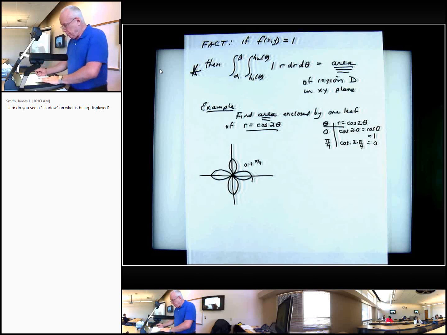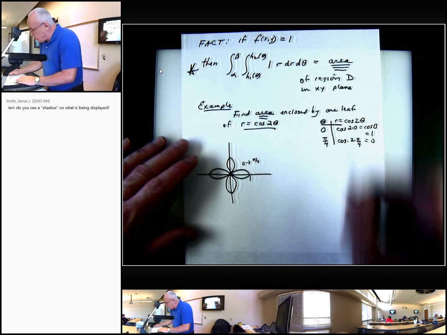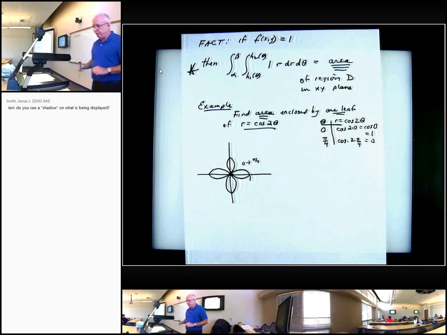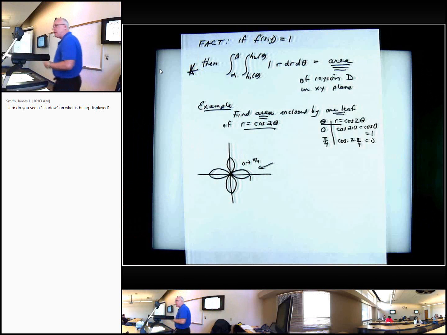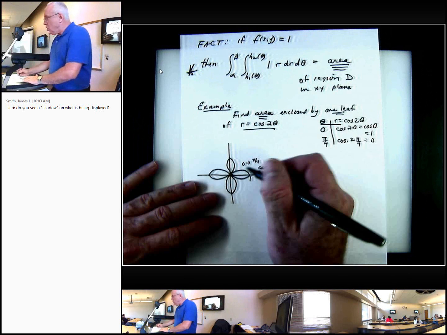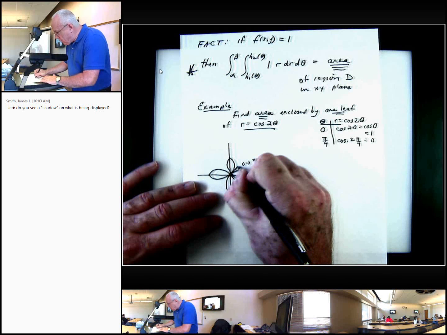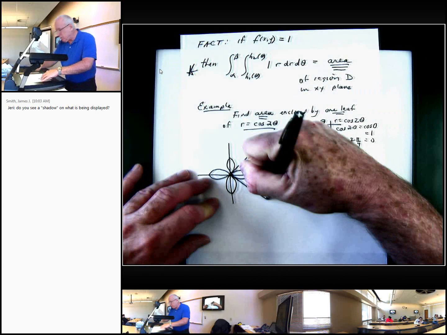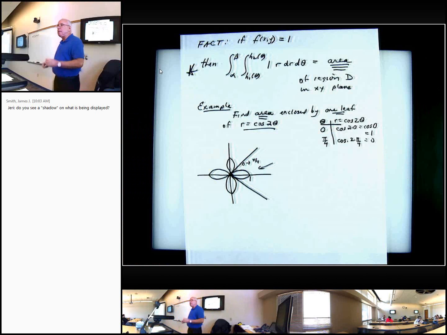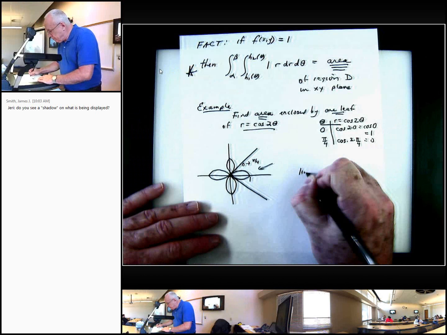Now, what the problem is asking us for is the area enclosed by just one leaf. So this is good enough. All the leaves have the same area, so let's just do the one on the right. What we have to know is, first of all, what is the angle theta right here, and what is the angle theta right there that are going to be my limits. I need to get my limits of integration.